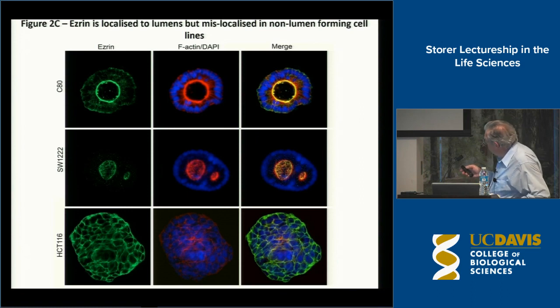It's another important component of the brush border, and you can see how you get complete overlay of the ezrin staining with the F-actin staining. And again, in another cell line, which I've mentioned, you get staining for ezrin, but it's totally disorganized. So this cell line, which doesn't differentiate to form lumens, nevertheless expresses one of the characteristic differentiation markers of these cells. And it's something to do with the organization, the polarization control, that actually gives rise to the proper differentiation.